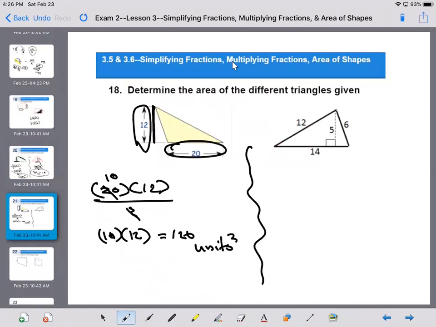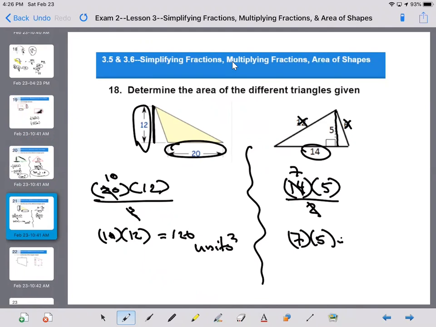And then over on this one, we recognize the base is 14. I need to find my height that meets the base at a perpendicular, which would have to be this 5, not the 6, not the 12. So it would be base times height divided by 2. 2 would divide 14 7 times, so 7 times 5 is going to be the area, and that would be 35 square units.